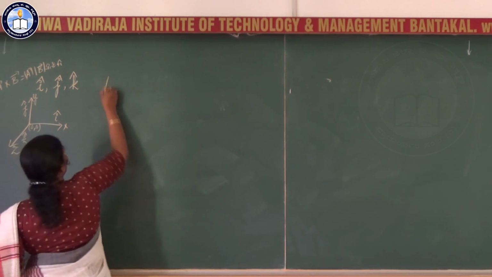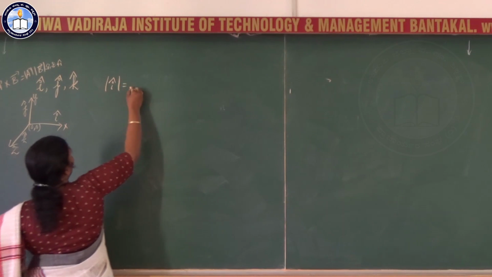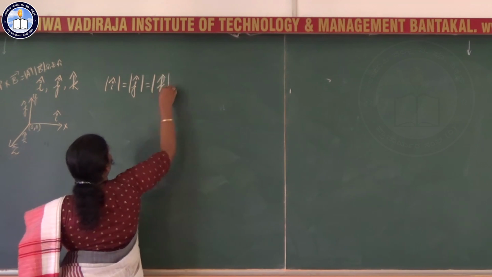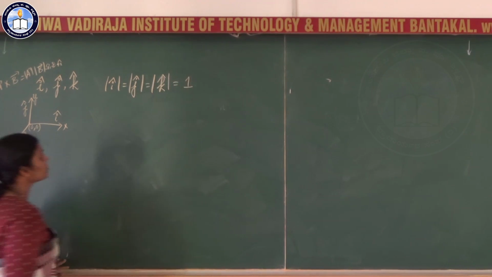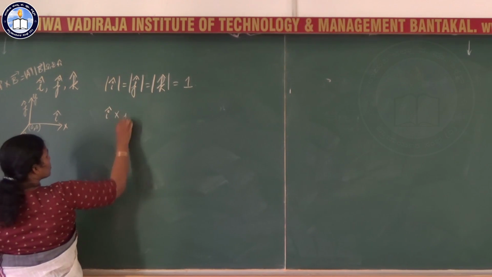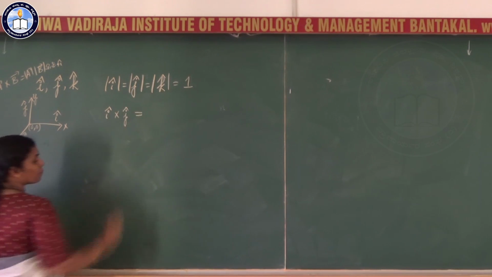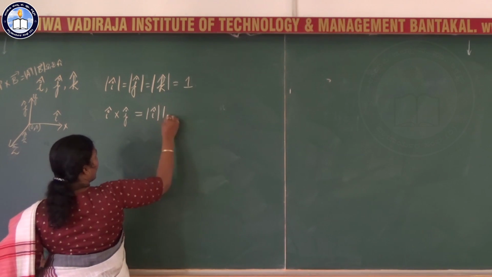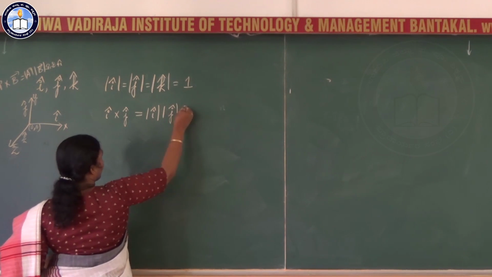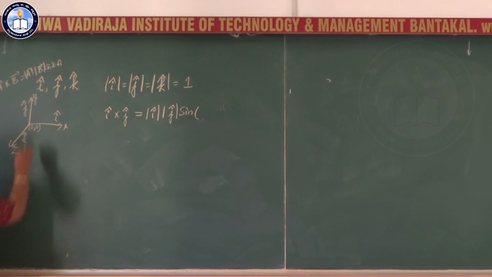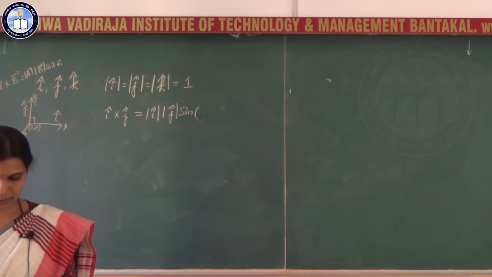Now, okay, now we will see what is i cap cross j cap. Magnitude of i cap into magnitude of j cap into sine. What is the angle between i cap and j cap? They are orthogonal. They are like this.